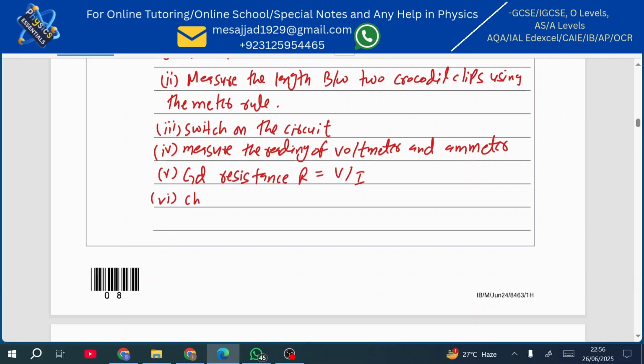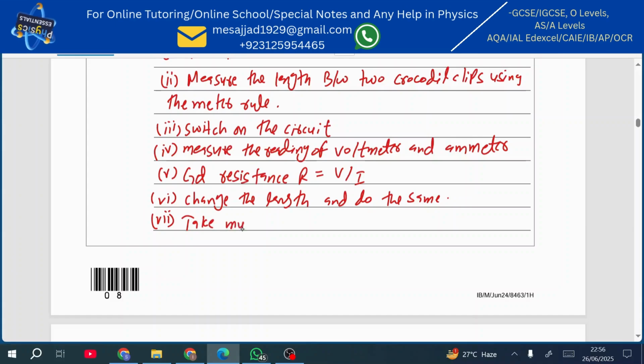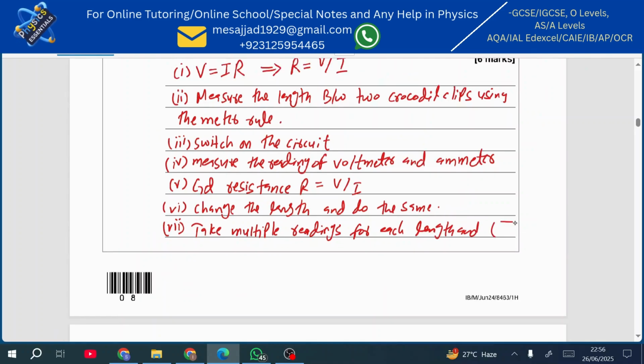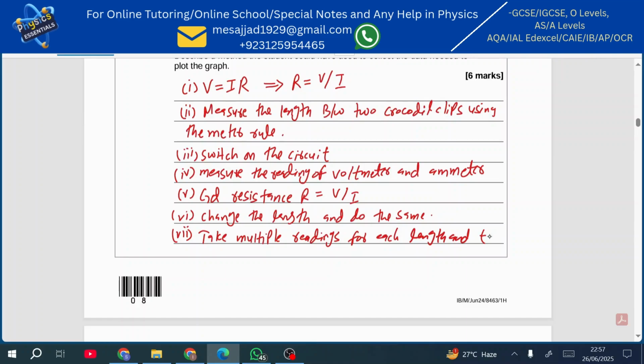Then change the length and do the same. You need to take multiple readings for each length and take the mean.